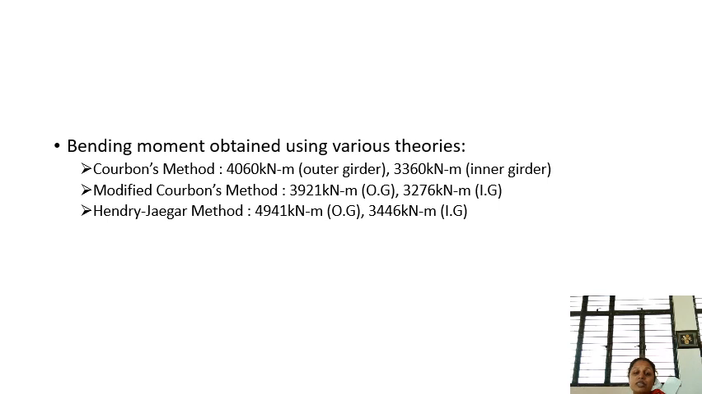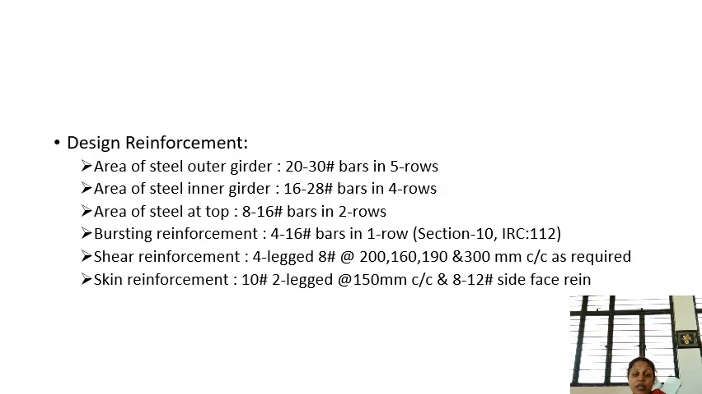So using Courbon's method we are going to get the bending moment as 4060 kilonewton meter on the outer girder, and on the inner girder we are going to get 3360 kilonewton meter. Correspondingly, in the modified Courbon's method it is 3921 and 3276, and in the Henry-Jaegar method it is 4941 and 3446 kilonewton meter on the inner girder. And these are the details of the reinforcement.